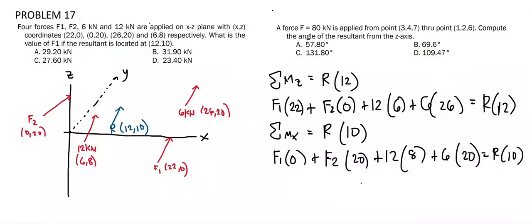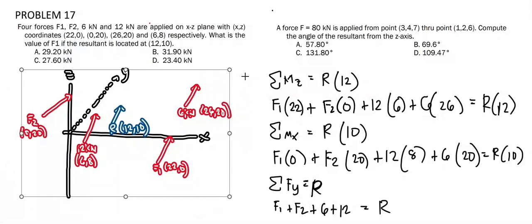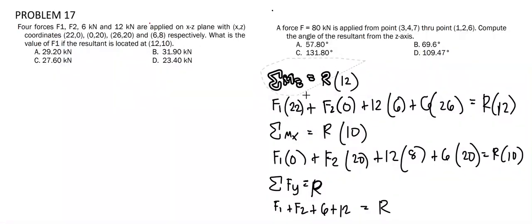And lastly, for our last equation, we take summation of forces along the y-axis. That is not equal to 0, it is equal to the resultant force acting along the y direction. So we have F1 plus F2 plus 6 kN plus 12 kN equal to the resultant R. Okay, so we can erase this and focus on our equations.